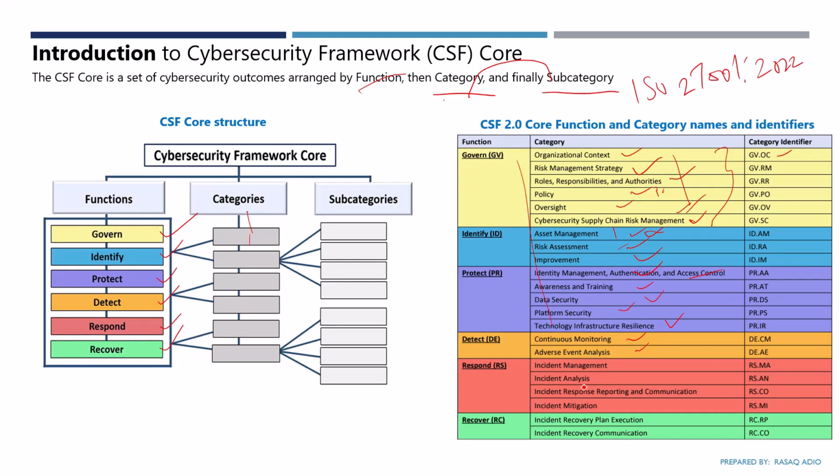Then under the third, we have continuous monitoring, and then we have adverse event analysis. And then under response, we have incident management, incident analysis, incident reporting and communication, and we also have incident mitigation. So how all these incidents that have been identified can be mitigated within your environment. And don't forget the lessons learned in the process of identifying all these incidents.